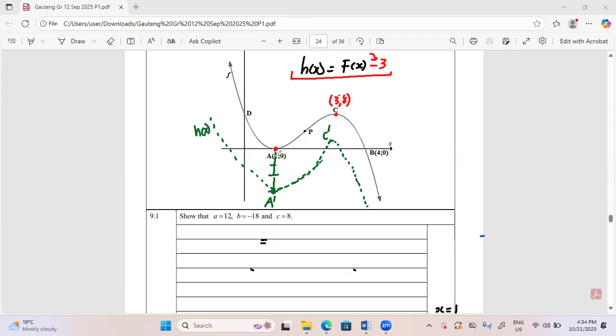So the x turning point will not change. At A, the x turning point is 1, so the new turning point is going to be 1. If you shift 0 three units downward, it's negative 3. The C turning point was 3, so the x turning point will remain being 3 because the graph is going down. It's not going to the right nor to the left. So the only thing that changes is the y turning point. It was 8, now it becomes 5.